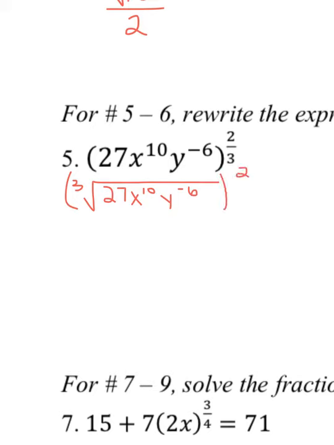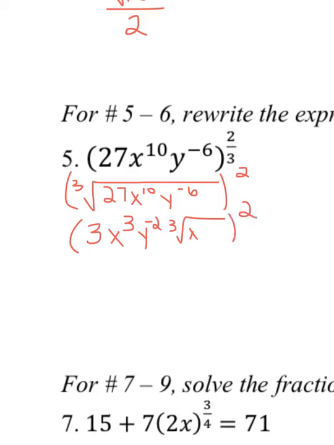So I'm going to clean up the cube root first. So the cube root of 27 is 3. That's a perfect cube, so no more radical for that. And then for the x's, 3 goes into 10 3 times with the remainder of 1. So I do need the radical for the x's. And then for the y's, 3 goes into negative 6 negative 2 times.